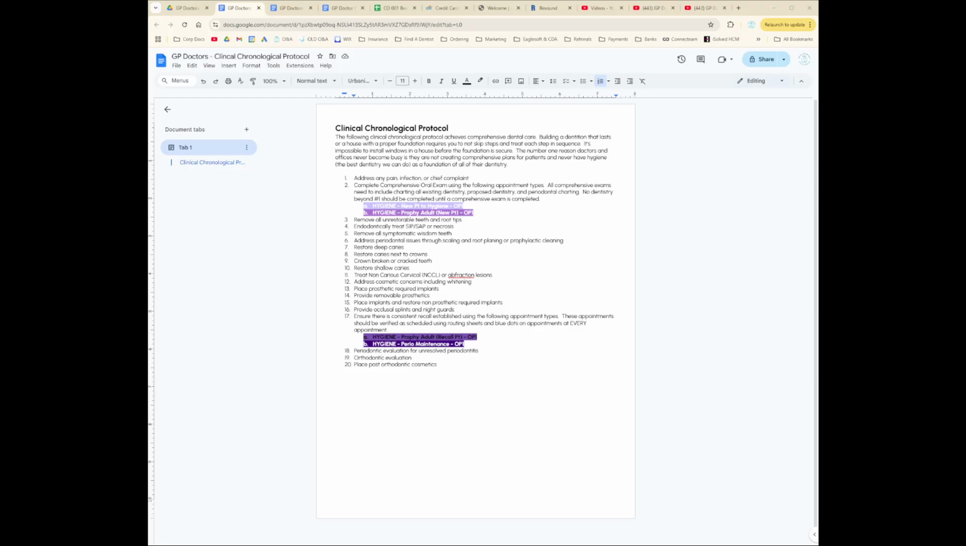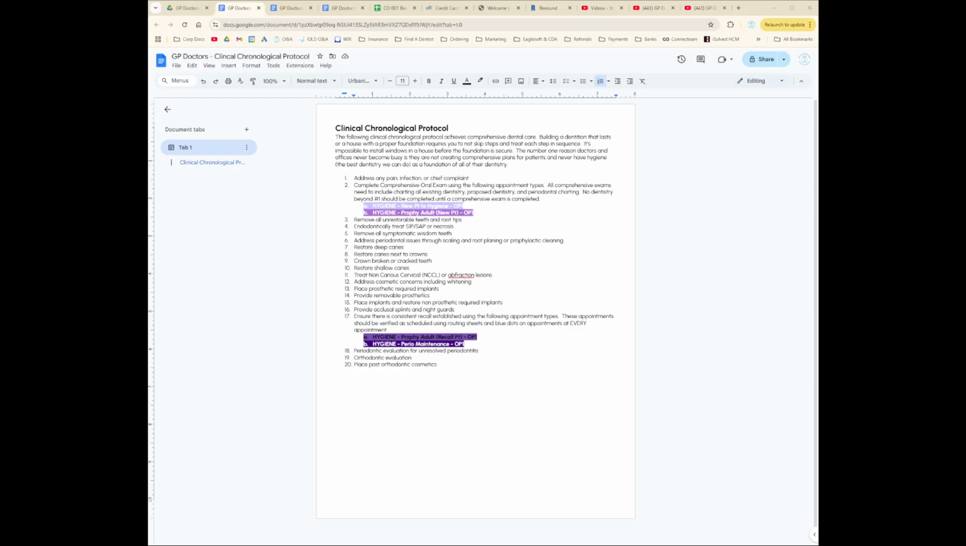I'm going to go over clinical chronological protocol, which is something that we learned extensively in dental school. And when we are first new into dentistry, unfortunately, we can mess up some of these steps. I equate the clinical chronological protocol very similarly to building a house, where if we don't create a good foundation for our dentistry, the other things that we do just don't end up working.